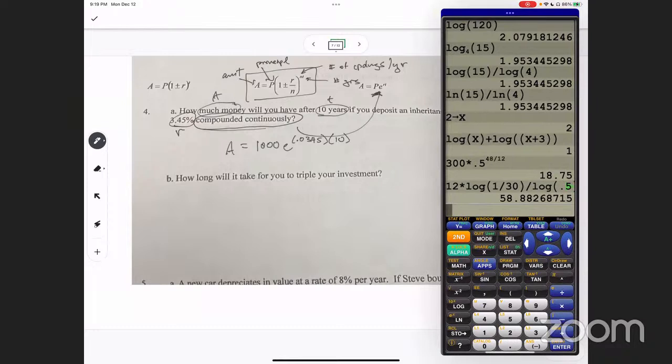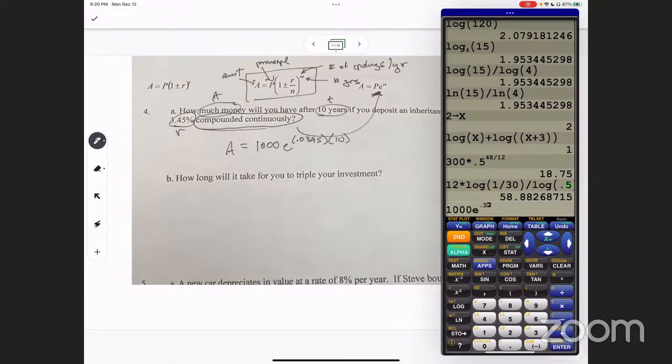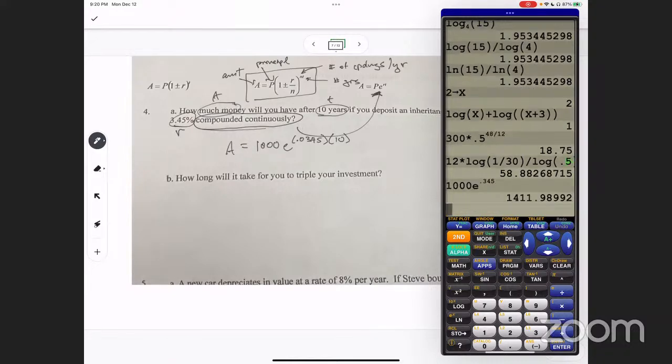So great formula, very good to know, because all you have to do now is take this, this is your e, it's above the ln of x button, because remember the ln is the base e, and you're raising it essentially to the 0.345, because when you multiply by 10, it moves the decimal over 1. So you would have $1,411.99. So almost $1,412.